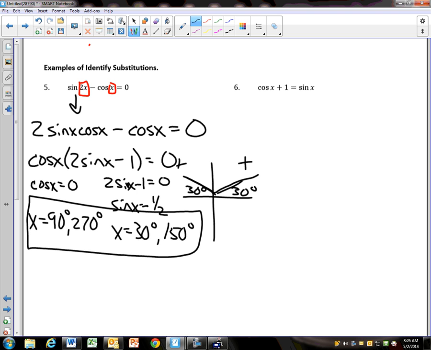I think your book puts all the answers in radians. So, sorry. Still a lot easier for teaching purposes to work within degrees.